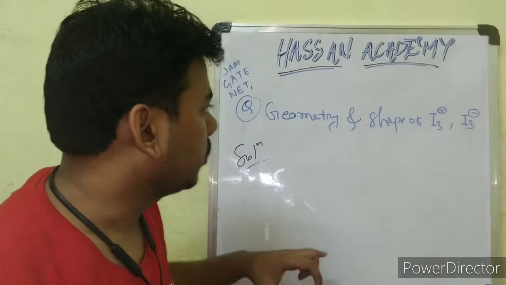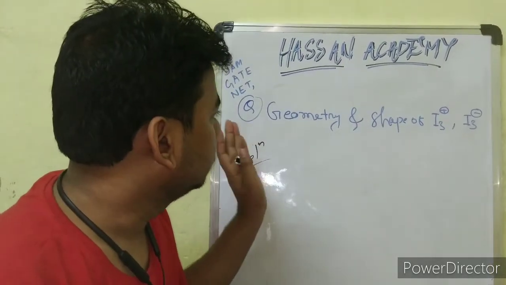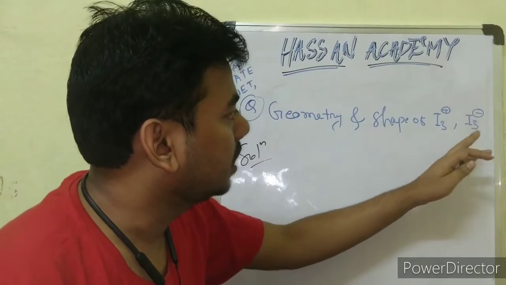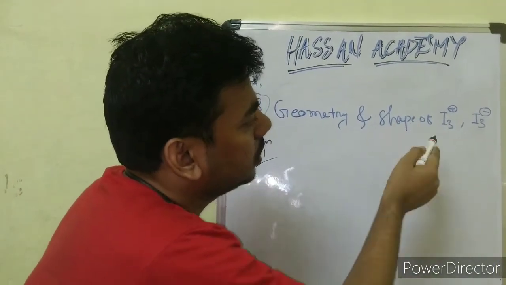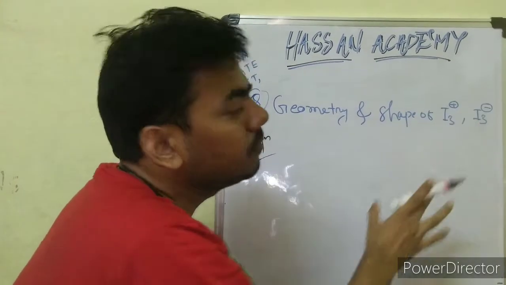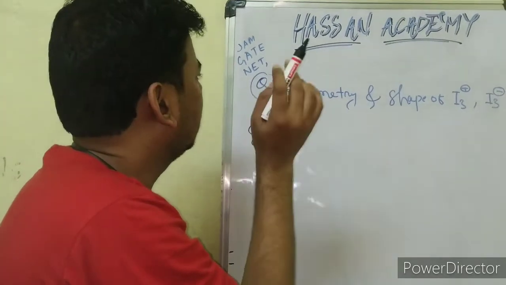Today I am going to talk again about one very important question. They are asking the geometry and shape of I3+ and I3-. In place of iodine they can keep another halogen also, bromine or whatever they want. The answer will be the same only. This came in IIT JAM, GATE and even NET also.